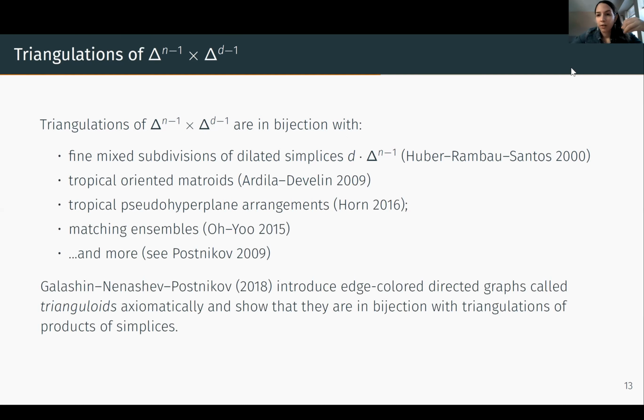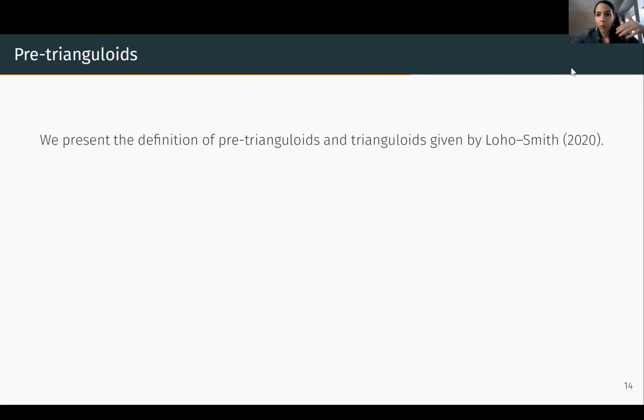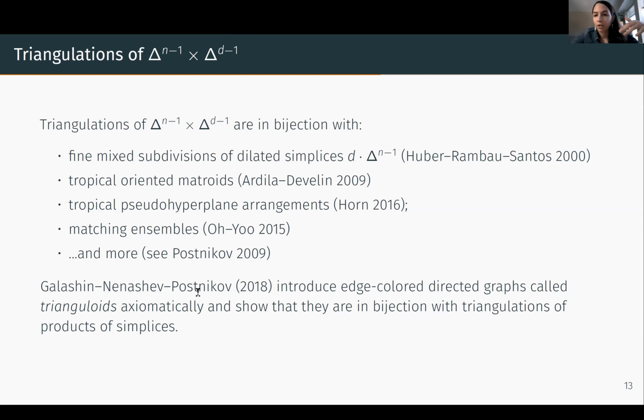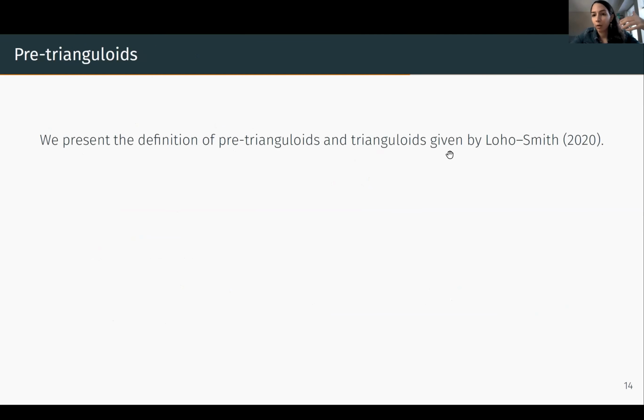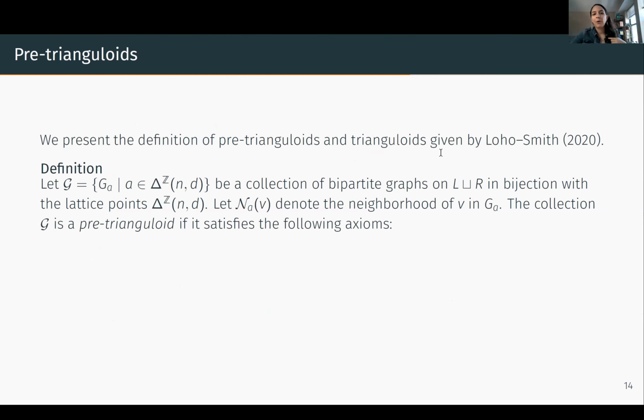Their idea, they call these things trianguloids. I'm going to talk a little bit about their definition and then connect it to polarizations. I'm using the definition that's actually not in that original paper by Galashin, Nenashev, and Postnikov. I'm using the definition by Loho and Smith because I find it a little bit more tractable. So what you're going to picture, again, is the lattice points of the dilated simplex, okay?